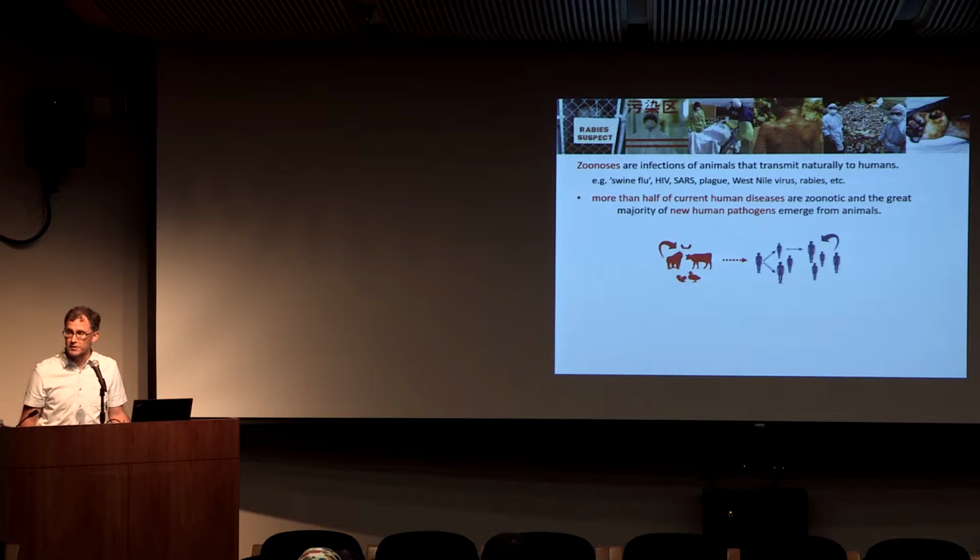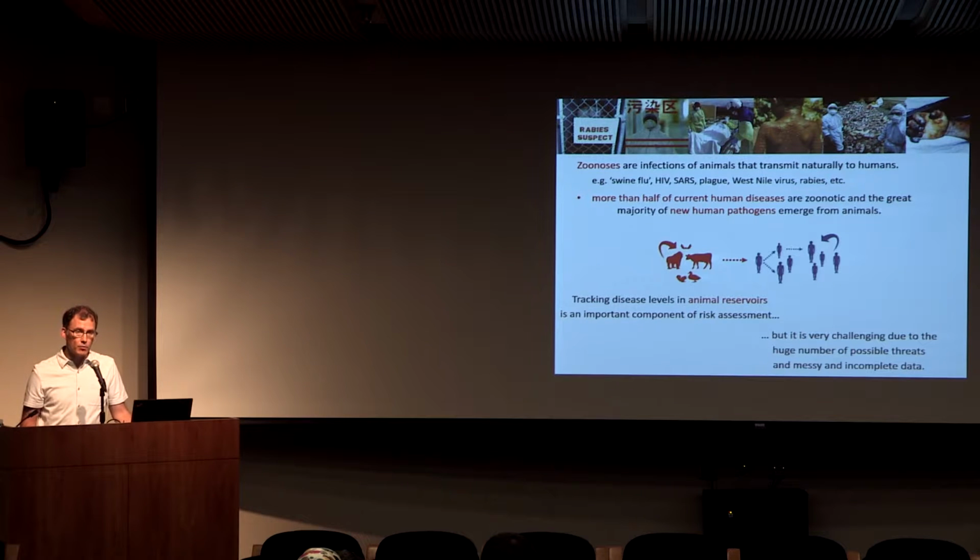There's a lot of public health incentive to understand the ecology of what these pathogens are doing on the animal side to help us understand the health risks. So here's a little cartoon. Some pathogens circulate around in animals, they spill into humans, and then they may get going in humans as well. One very important task is to try to track disease levels in the so-called animal reservoirs as a component of how we assess the risk from these diseases.